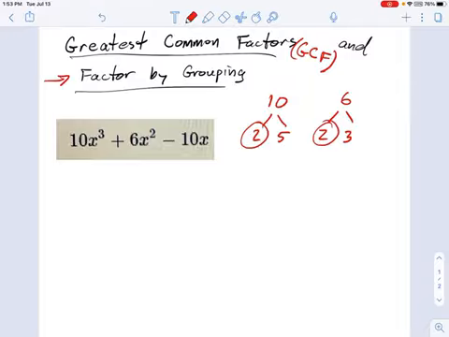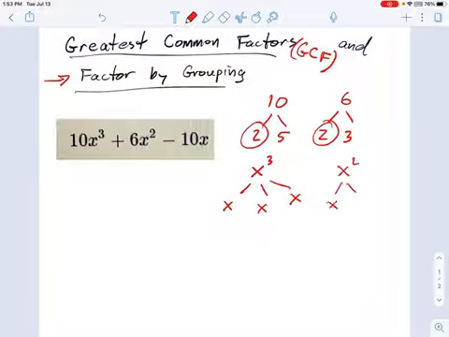And then when it comes to the variables, you can think of it the same way. You don't need to. I'll show you in a minute why. But if you look at x cubed, that breaks into x, and yeah, we got another x term. X squared breaks into x, and x doesn't break down anywhere, it's just x. So if you look for the greatest common factor here, it's just a single x.